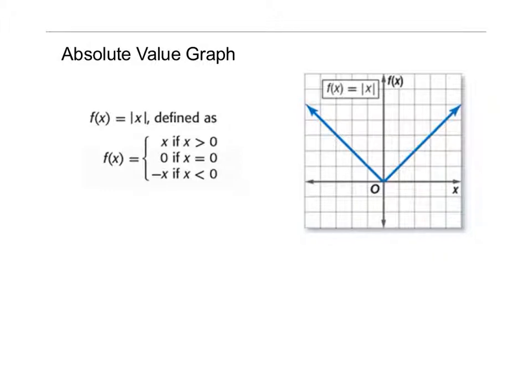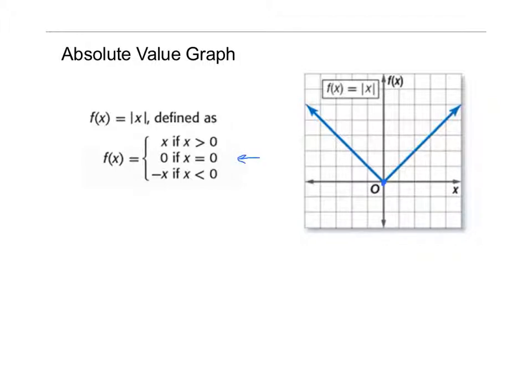This is the absolute value graph, and we know it's V-shaped. We've done some transformations with this. But I've also wanted to point out that this is a piecewise function. Okay, it consists of 3 pieces. So here at 0, 0, right, is a single point. So where x equals 0, y equals 0.